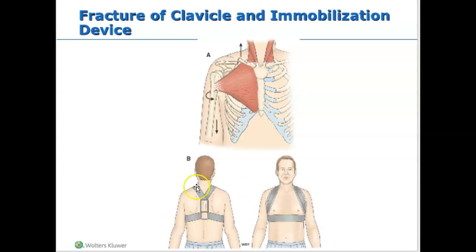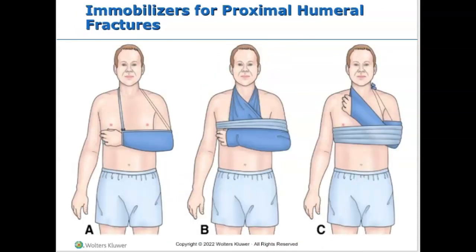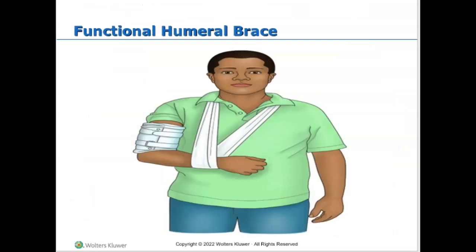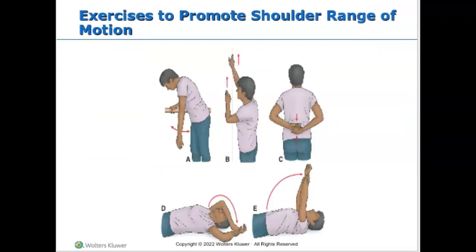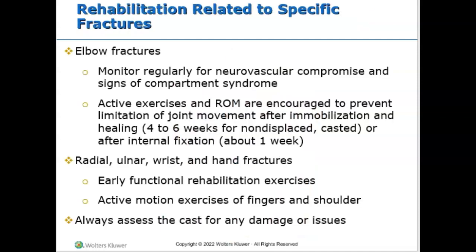And there's an immobilizer or something that holds it in place. That's one example. And then here are some proximal humeral fracture immobilizers, different ways to do that. That's a brace. These are some exercises for range of motion, and some more nursing interventions for fractures that are in the arms, wrists, and hands.